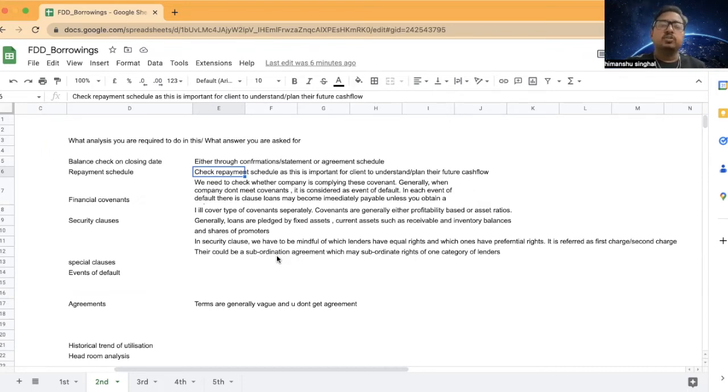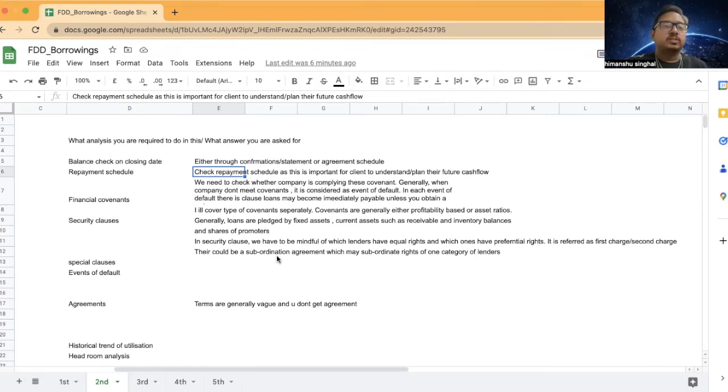But why you need to do this is because your client needs to estimate the future cash flow. Okay, and it may give them a negotiation point. For example, if a company is stressed and they have a big repayment coming up, they will be very much interested in closing out the deal, and it will give your client an edge. So you should definitely focus on the repayment schedule.